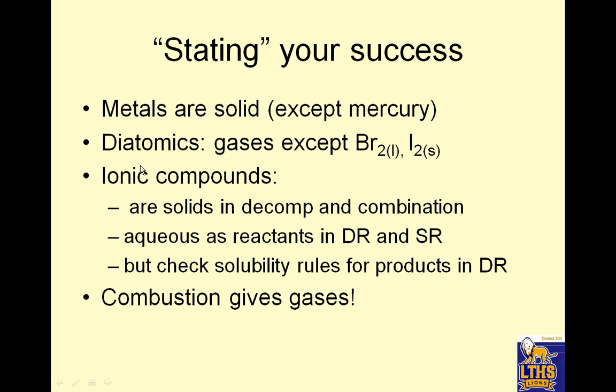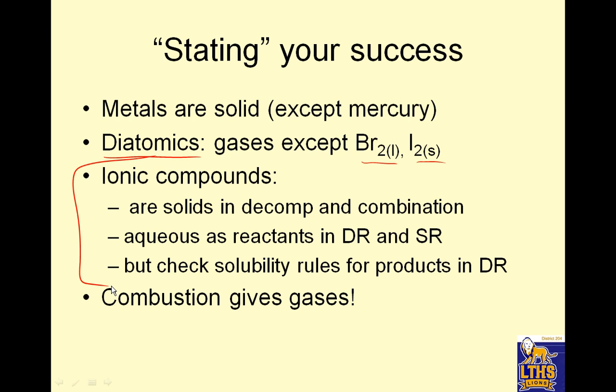All right, so how do you know what states of matter to put? Remember this. These are most important points. Metals are solid unless it's mercury. So if you have an element that's a metal, anywhere in your chemical reaction, put an S next to it. Unless it's mercury, put an L. The diatomic elements, anywhere in your reaction, reactants or products, put a G next to them if they're in their elemental form, unless it's bromine, which is a liquid, and iodine, which is solid.